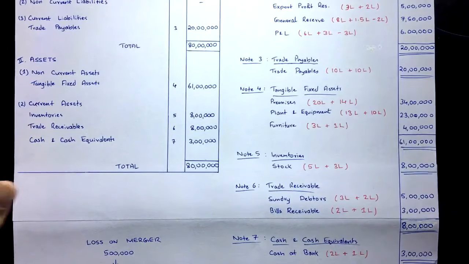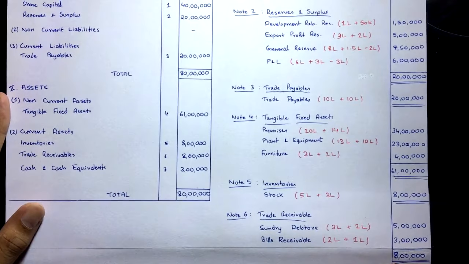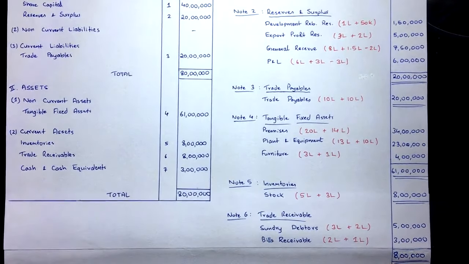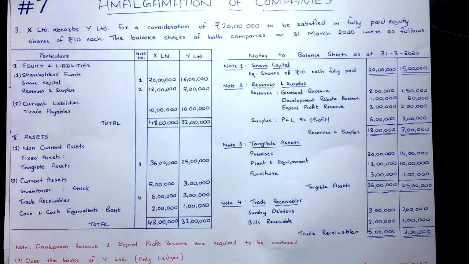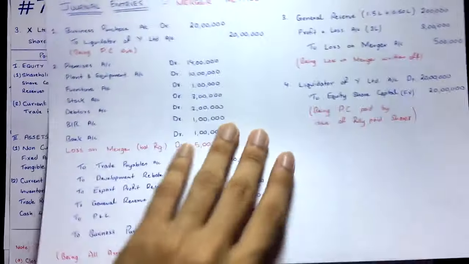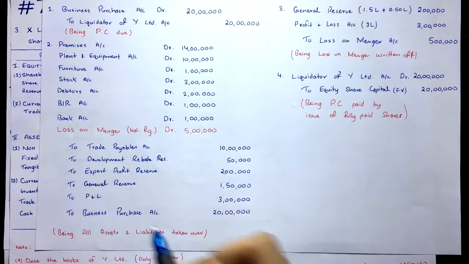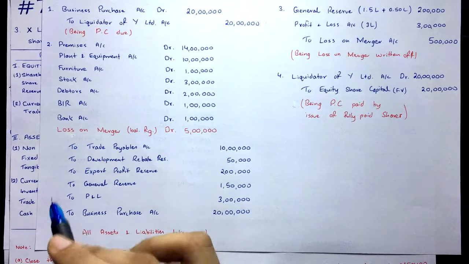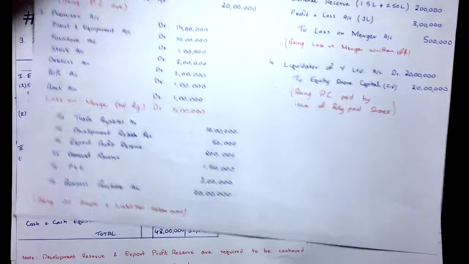Let's say they didn't ask you to pass any journal entries. Can you directly tell me whether it is loss on merger or profit on merger? See here, it's very simple. If they have not asked for the journal entries, then you will not prepare it just to know whether it is loss on merger or profit on merger. You'll not pass the journal entry, not in rough also. That's just a waste of time.